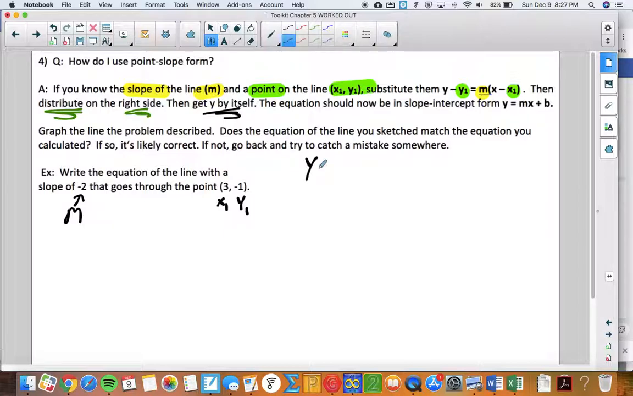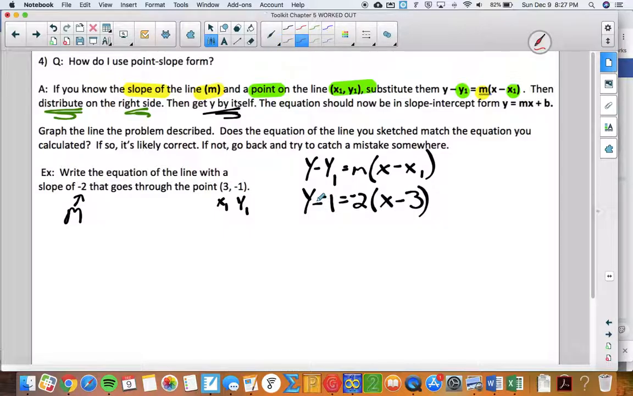I'm going to rewrite point-slope form here. You don't ever need to do that, but if it helps you, do it. So let's see, I'm going to have y minus -1. And if you know that, you can just put +1 when you see a negative coordinate because we're going to be subtracting it anyway, you can do that. The slope is -2, so that goes in place of m. And then we have x minus whatever our x value is in that point, which is 3.